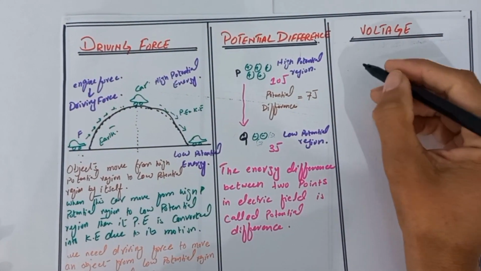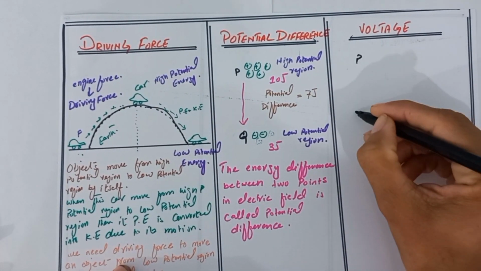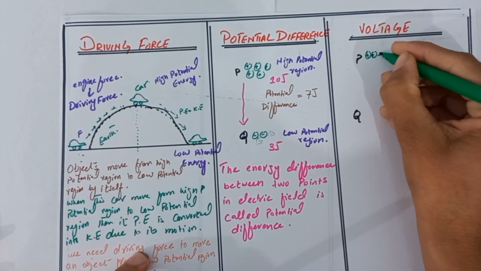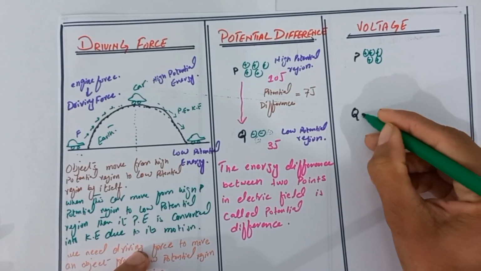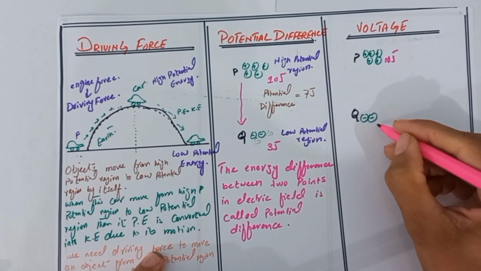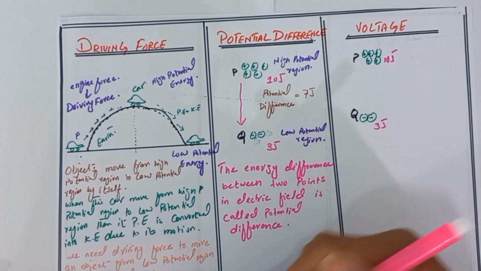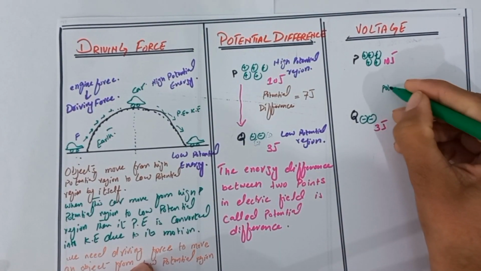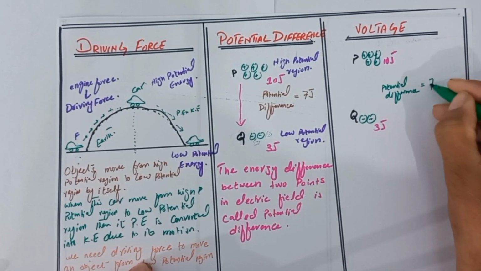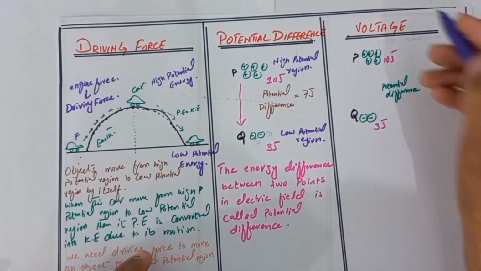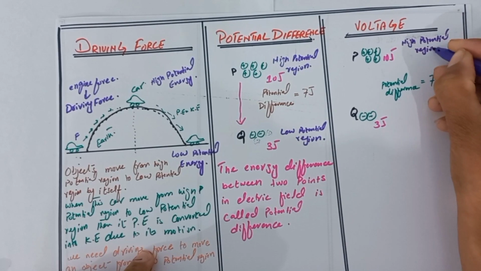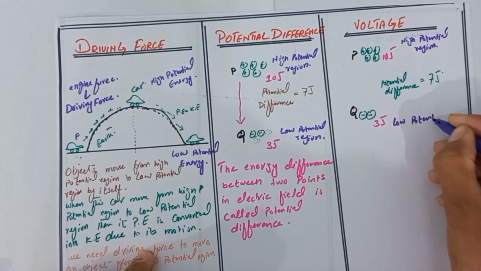Now understand what is voltage. We take 2 points, P at a high potential region and Q at a low potential region. P has 5 charges and point Q has 2 charges. We know that point P's potential energy is 10 joule and point Q's potential energy is 3 joule. So the potential difference between the two points is equal to 7 joule. This point P is at a high potential region and point Q at a low potential region.